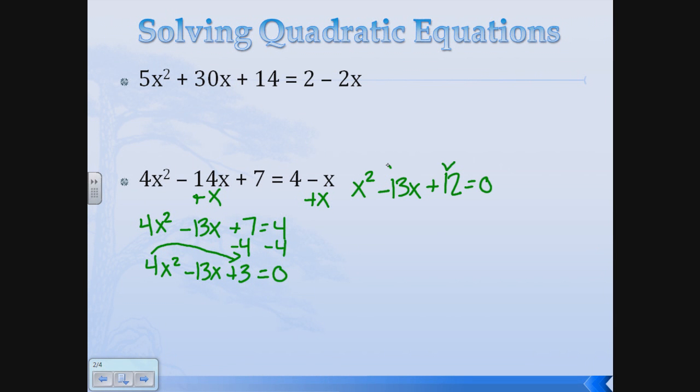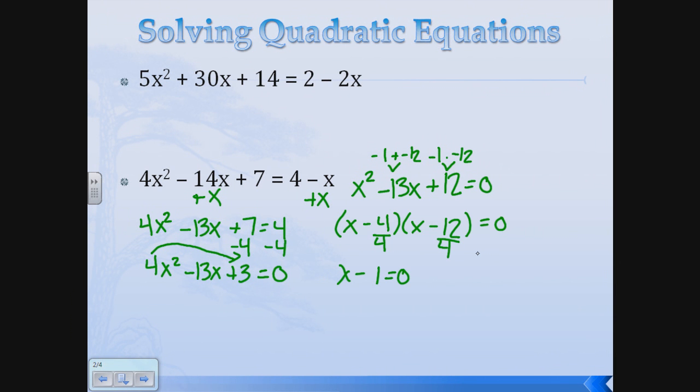Factors of 12 that make -13 is -1 times -12, -1 plus -12. So it factors as x minus 1 and x minus 12 equals 0. Then we need to divide by 4, so that we get x minus 1 equals 0.